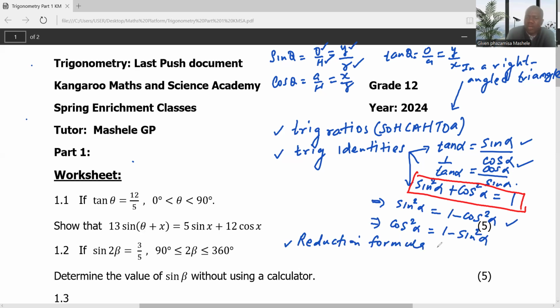And this is very important. You need to know the reduction formulae by heart. But in a Cartesian plane, if this is the y-axis and this is the x-axis, we know we're going to have the first quadrant, the second quadrant, the third quadrant, and the fourth quadrant.